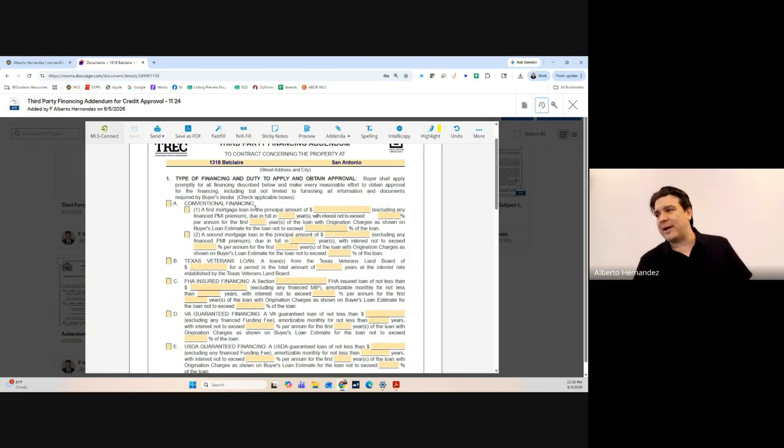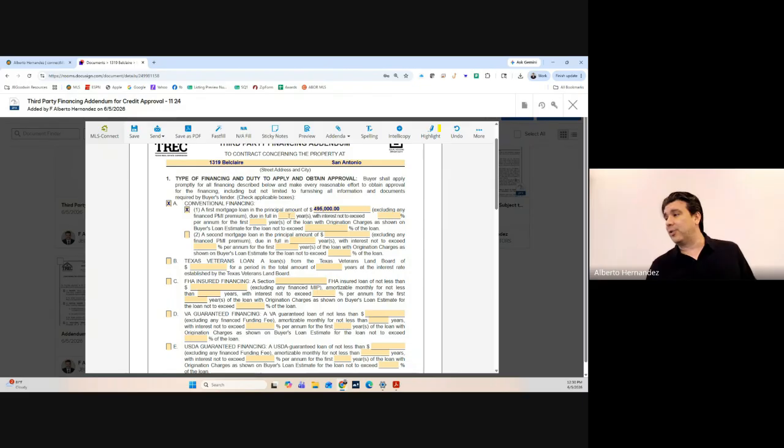Now, in your third-party financing addendum, this is where you're going to select what type of financing your client is doing. You cannot have more than one. You can't have a VA and an FHA. You're not going to have a conventional in this. You're going to have one type of financing. In this case, we're doing conventional, so make sure you check your boxes. No one ever checks their boxes. Check the little box that has an X in there. Then we're going to put in the financed amount, not the sales price, the financed amount, which in this case was $495.